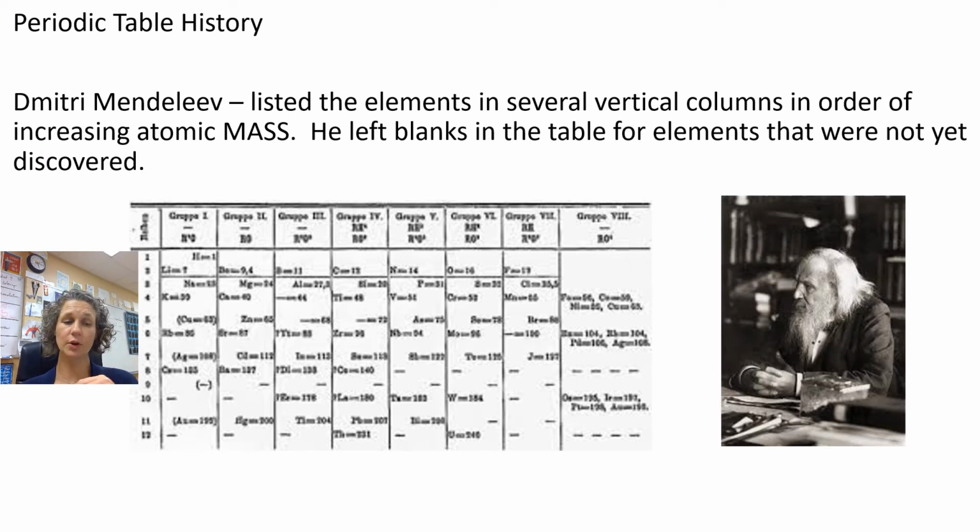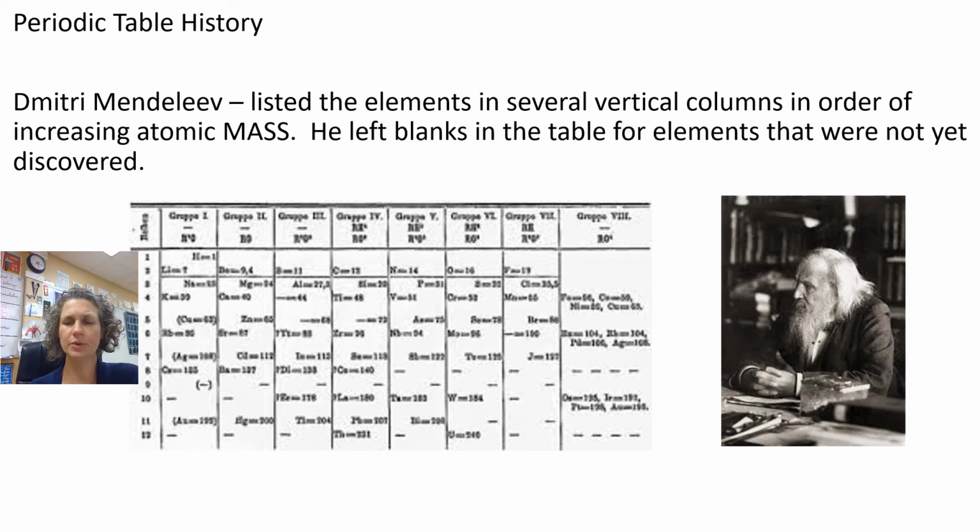Okay, so now moving on, the periodic table. A little bit of history about the periodic table. The father of the periodic table is a man named Dmitri Mendeleev. He was a Russian chemist. He looks a little kind of raggedy there in that picture, but he is the person who got us started in the best way for organizing the elements.